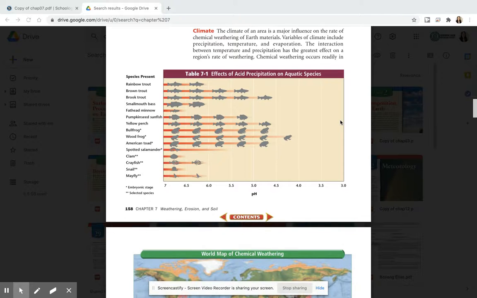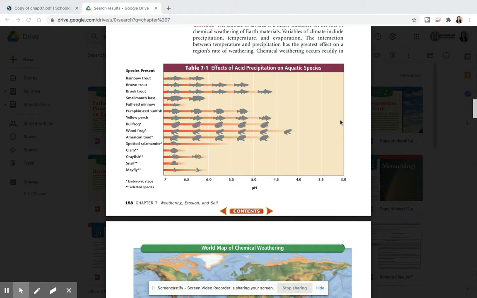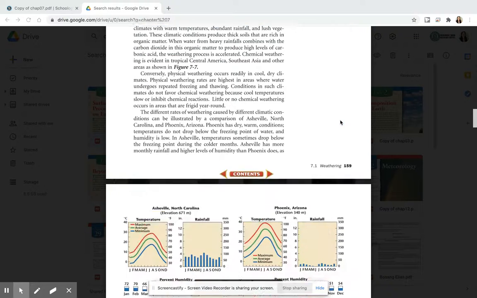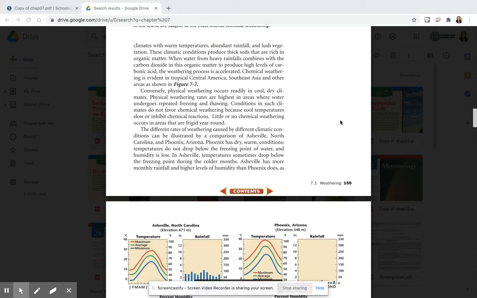Climate. The climate of the area is a major influence on the rate of chemical weathering of Earth's materials. Variables of climate include precipitation, temperature, and evaporation. The interaction between the temperature and precipitation has the greatest effect on a region's rate of weathering. Chemical weathering occurs readily in climates with warm temperatures, abundant rainfall, and abundant vegetation.